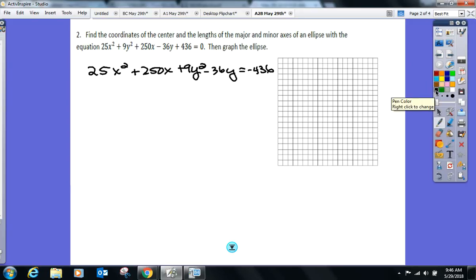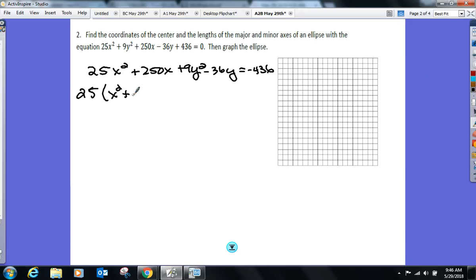What do you want to take out numbers-wise? 25, no x, just take out a number, 25. So I'm left with x squared plus 10x, yep. And then what do you want to take out with the y's? 9, good call. Y squared minus 4y. We're not ready to add anything to the other side yet. Negative 436. Thanks. One job.